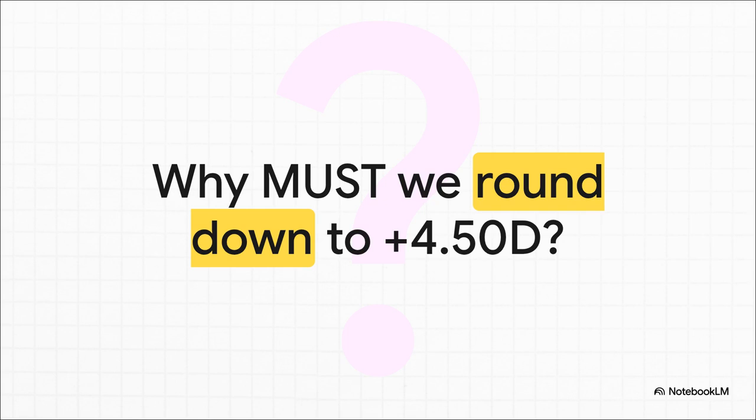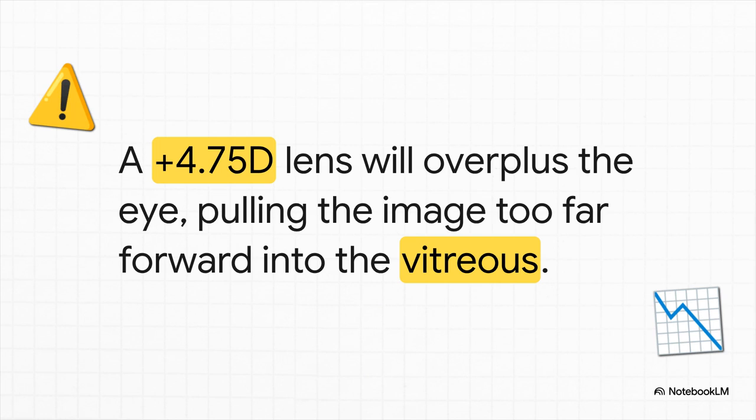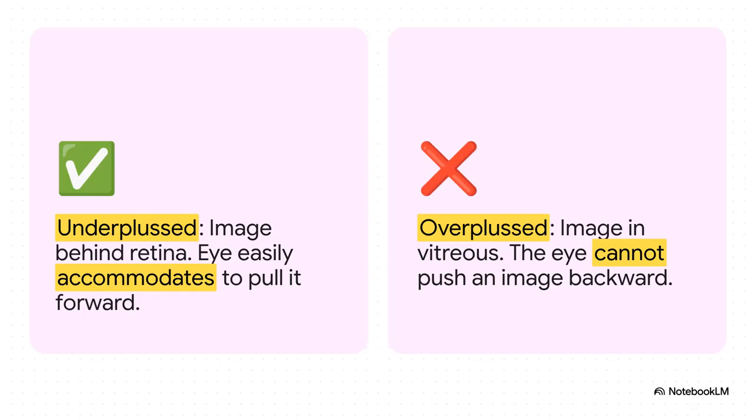Seriously, think about the anatomy here. The problem is that giving a plus 4.75 diopter lens overpluses the eye. This means the spectacle lens is simply too strong. Instead of placing the focal point perfectly on the retina, that extra plus power drops the image straight into the vitreous fluid, essentially pulling it too far forward. So the crucial point here is the biological asymmetry of the eye. You need to remember this clinical mantra. Minus is fine, but plus is a fuss.